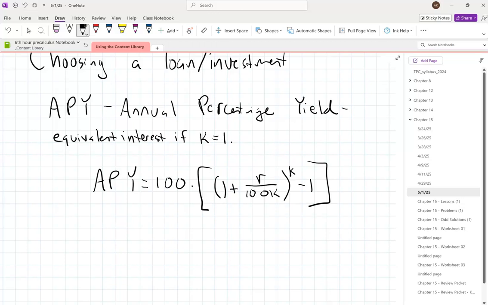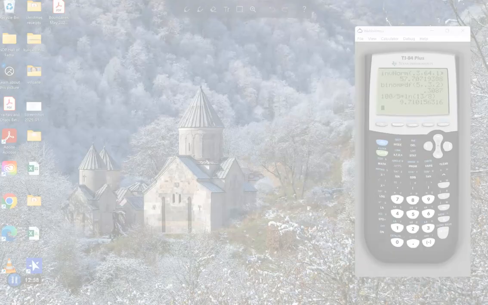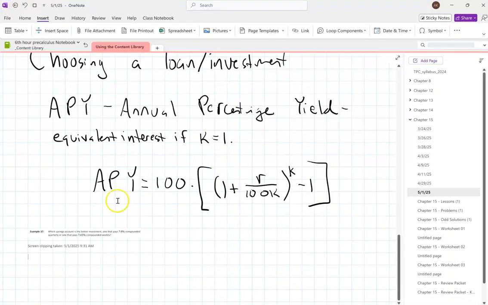So that's our formula: 100 times the quantity, 1 plus R over 100K to the K, minus 1. R and K are still the same as usual. R is your interest rate. K is your number of compounds per year. That's going to convert that interest rate into the interest rate for 1 compound per year. So if you have a situation where you're offered 2 different options, you can convert them both to APYs and make a choice based on that.